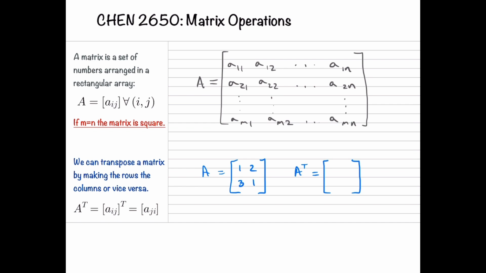This might be clearer with an illustrative example. So let's take a simple matrix here, A, where we have 1, 2 in the first row, 3, 1 in the second. And the transpose of this matrix is simply going to be 1, 3, 2, 1. And you can clearly see that the first row previously is now the first column, the second row, second column, and so forth.